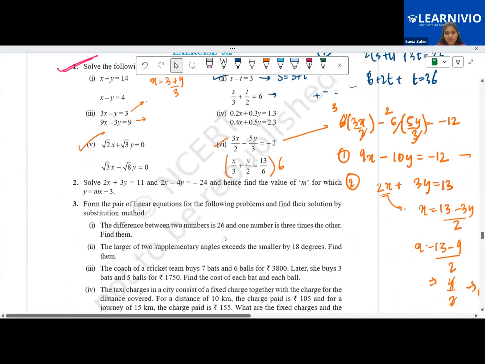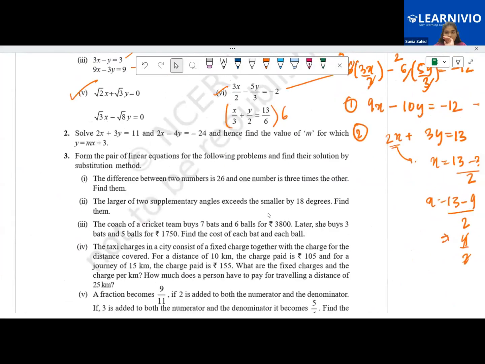And we come to this question. Solve 2x plus 3y is equal to 11 and 2x minus 4y is equal to minus 24, and hence find the value of m for which y is equal to mx plus 3. So first you have two equations, this equation and this equation. So first you solve these equations. Use the substitution method to solve them. Solve it and tell me the values for x and y.